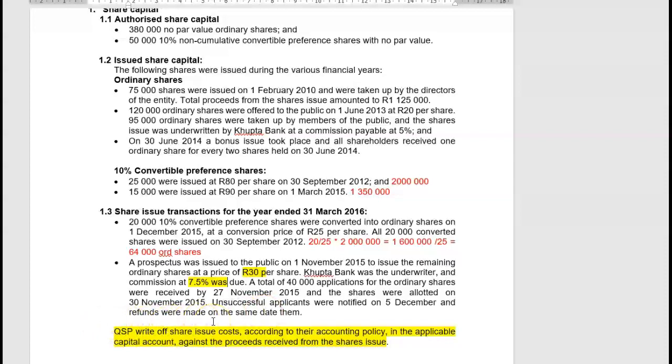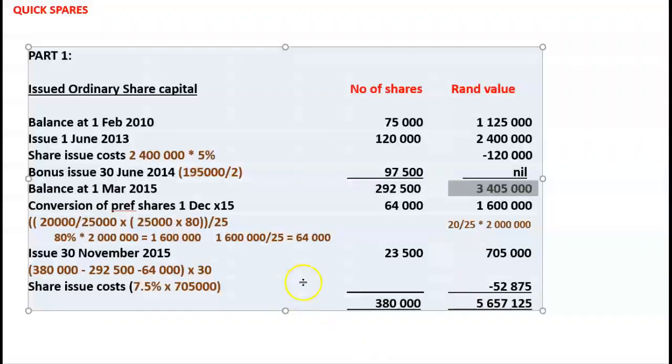Now, here we have to see and work out what is the available shares. We are only authorized to issue 380,000 ordinary shares. So at this stage, we have already issued 292,500 plus 64,000. 292,500 plus 64,000 gives us a total of 356,500 shares. We can only issue a maximum of 380,000 shares. So therefore, the maximum that we were allowed to issue now was 23,500 shares. The share issue price was 30 Rand a share.